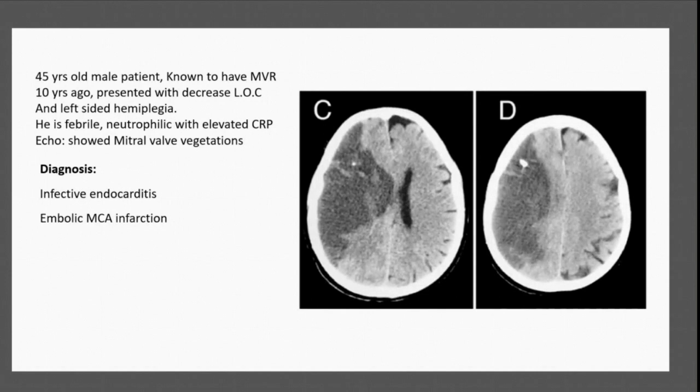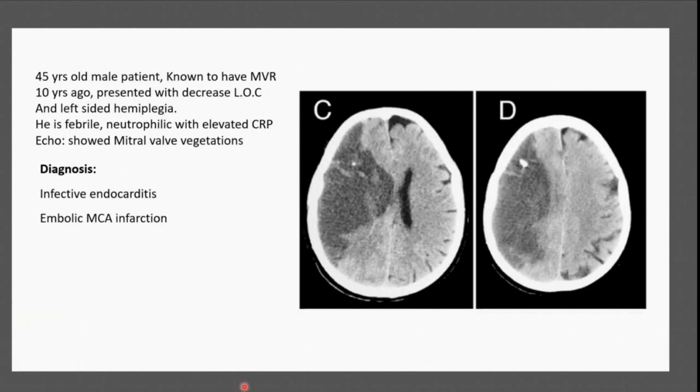First, risk factors. From the history, he had MVR, which is mitral valve replacement. And as you know, these can be either mechanical or metallic valve replacement or biological. And they can get infected. And when they get infected, they make infective emboli that go into the circulation. And given the history of fever, neutrophilia, and the elevated CRP, it is most likely that this patient is having infective endocarditis. And with showering of the emboli, he ended up having left-sided hemiplegia and decreased level of consciousness.